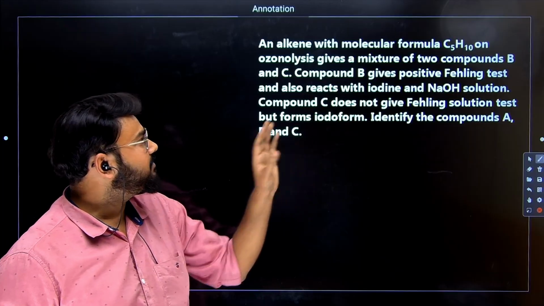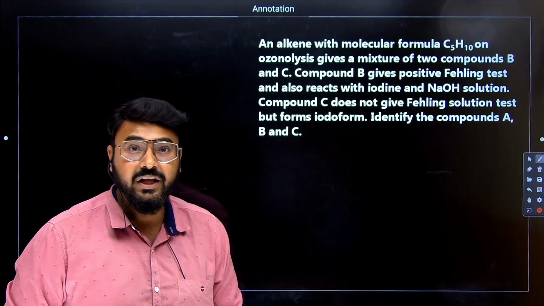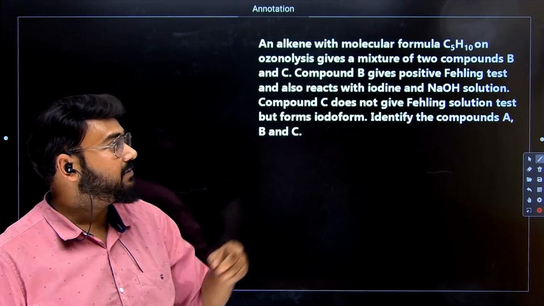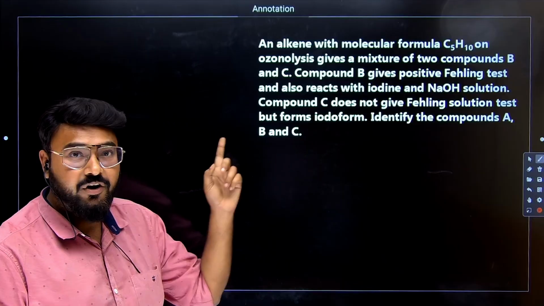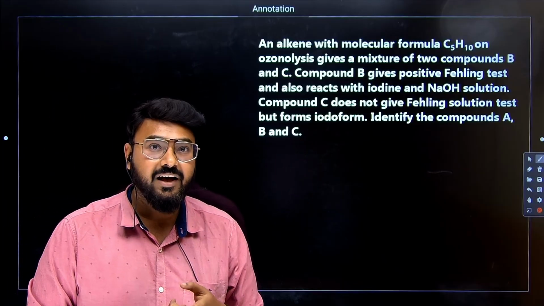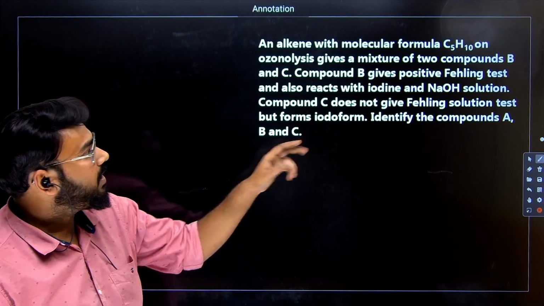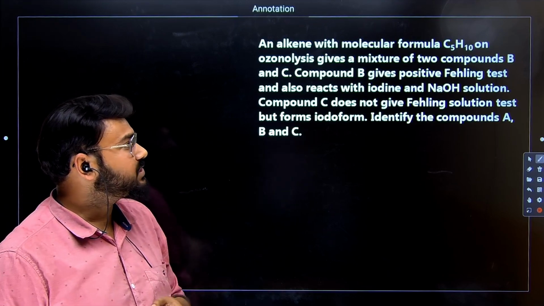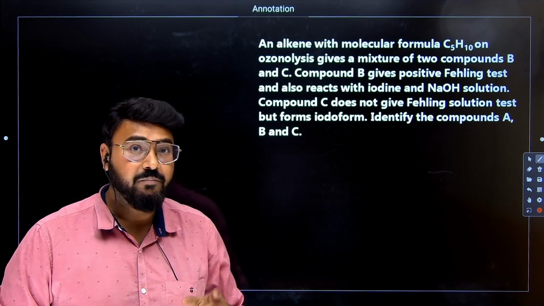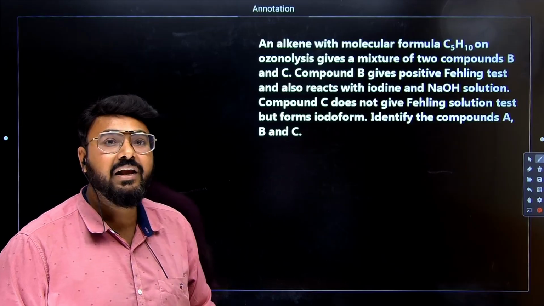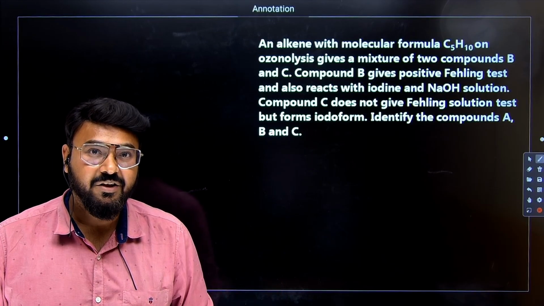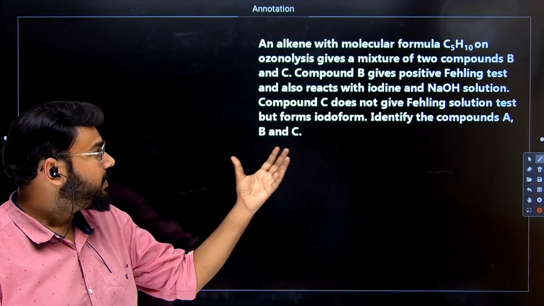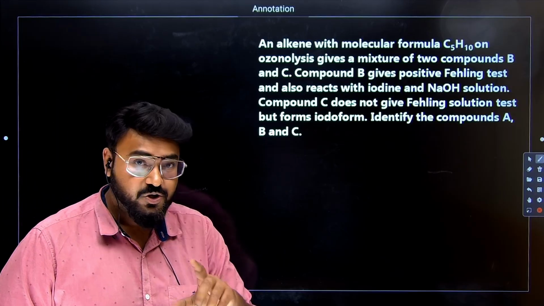Compound B gives positive Fehling's test and also reacts with iodine and NaOH solution. It means it will not only give the Fehling's test, but it also gives the iodoform test. For iodoform, we know it has to be an alpha methyl ketone. Now after that, it says compound C does not give Fehling's test, but gives iodoform. You know that the ketones don't give the Fehling's test, right? But it is giving you iodoform. So be careful on that.